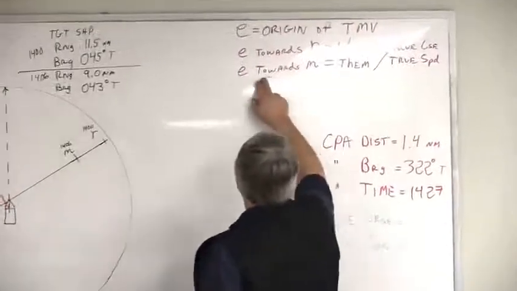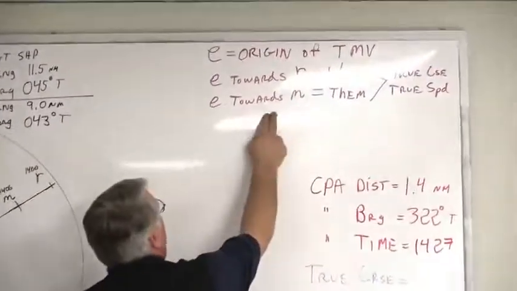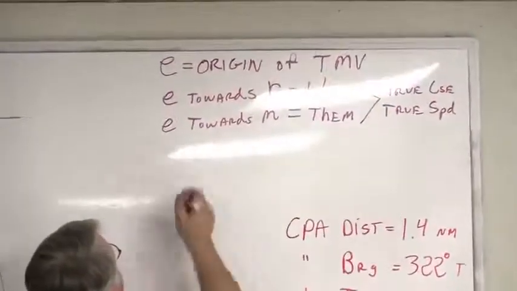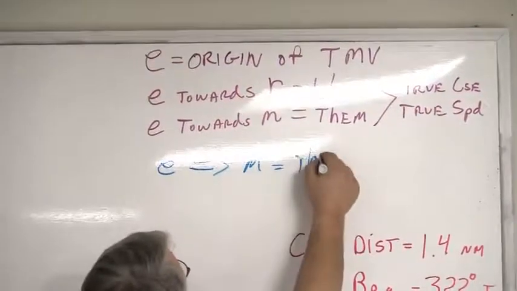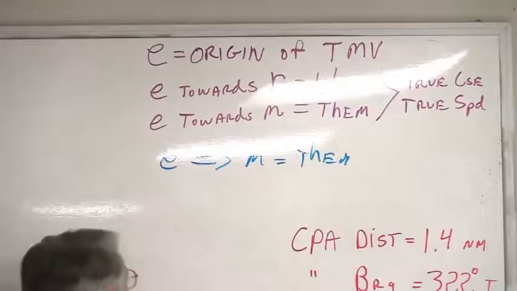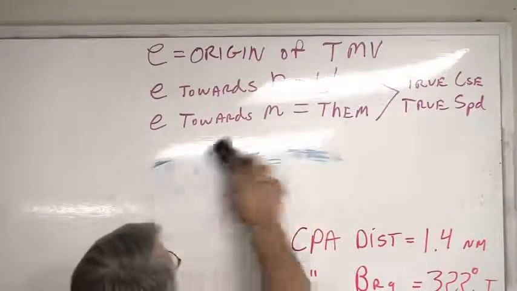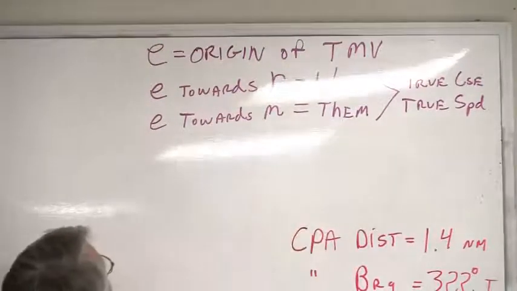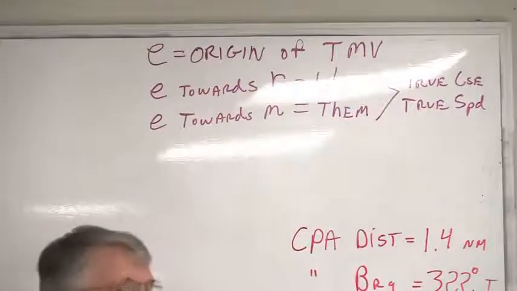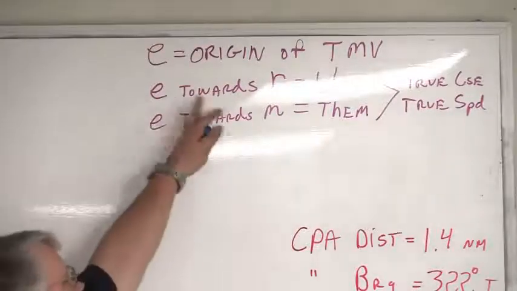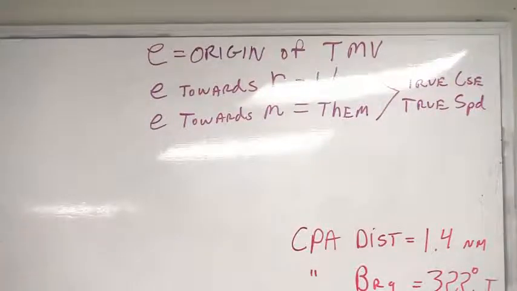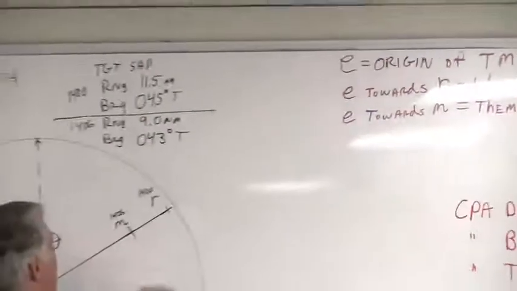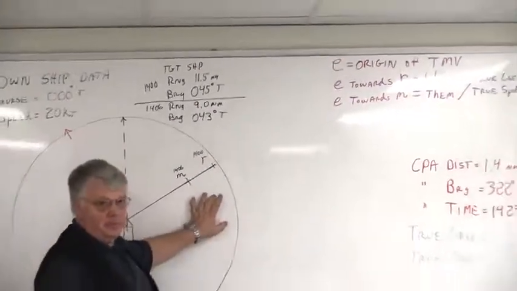Okay? Now I purposely use the word towards here. Some people write this down as E and they'll put an arrow M to them. And that's okay, but I like to use the English word towards because it really establishes the fact that it's a sense of direction, and it reinforces our concept that this is a true motion vector. Okay? So, we have to establish where E is.